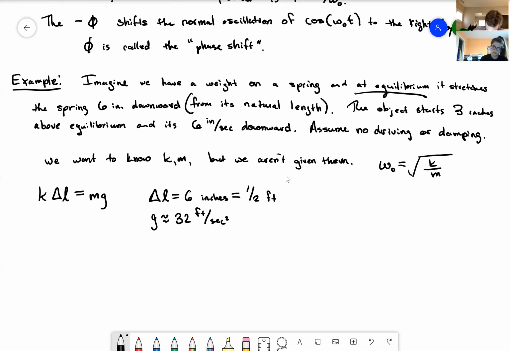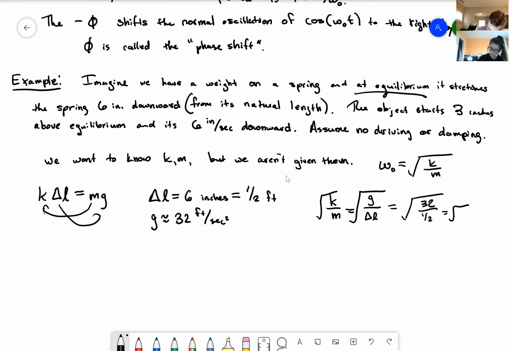Okay. So now, if we solve for K over M, we divide the M over to here, which means we divide the delta L over there, and we get G over delta L, and their square roots would be just the square root. And so we're thinking of this thing as being the square root of 32 over 1/2, square root of 64, which is 8.